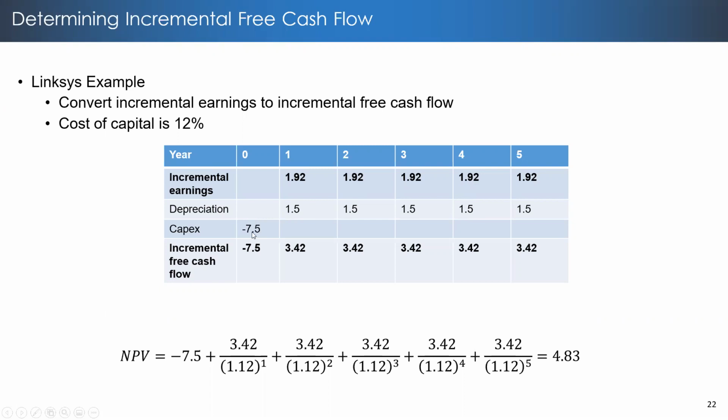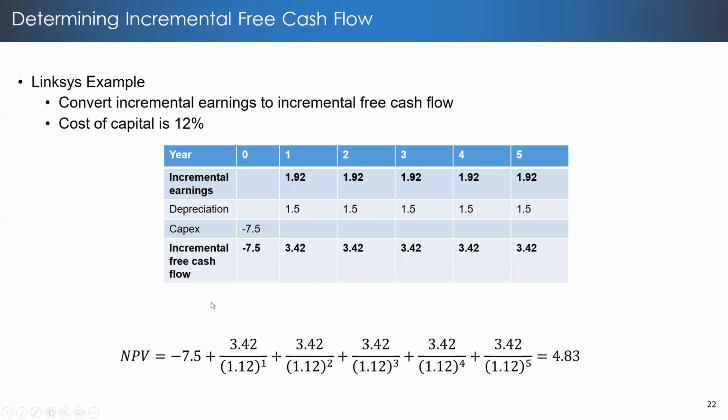So this is why we have a minus 7.5 at the beginning of the first period. And that's going to translate into a negative 7.5 incremental free cash flow at t equals 0. And then after adding depreciation back to incremental earnings, we're going to reach incremental free cash flow of 3.42 from year 1 to year 5. So this is basically how we start from incremental earnings to our final wanted incremental free cash flow.